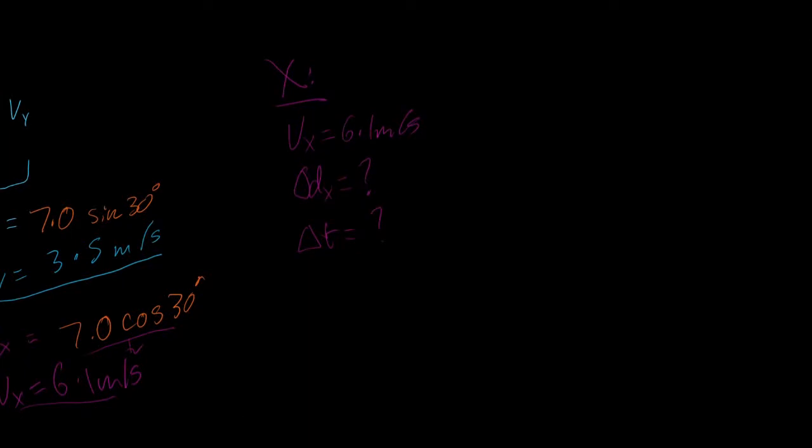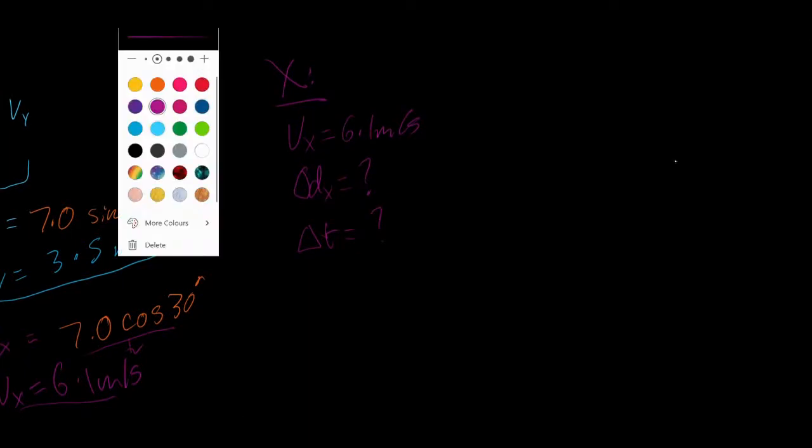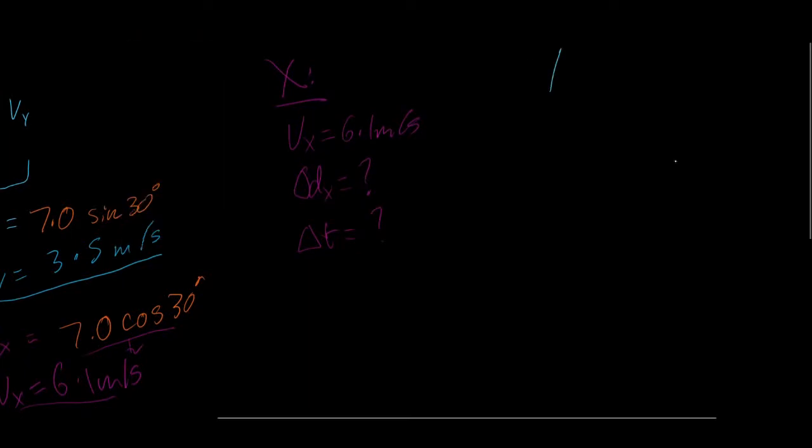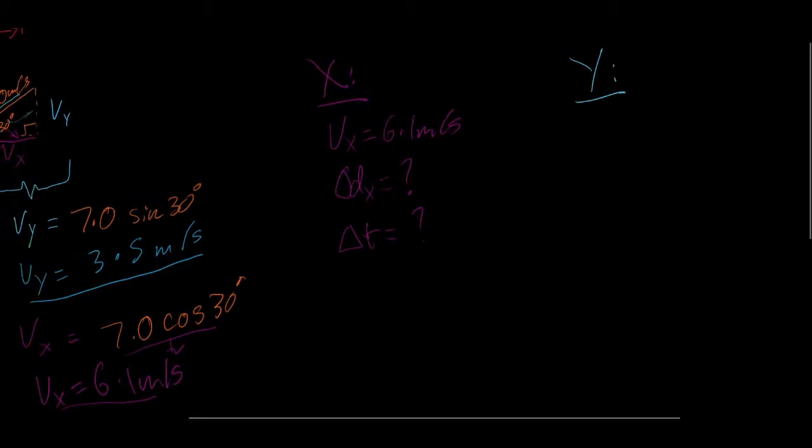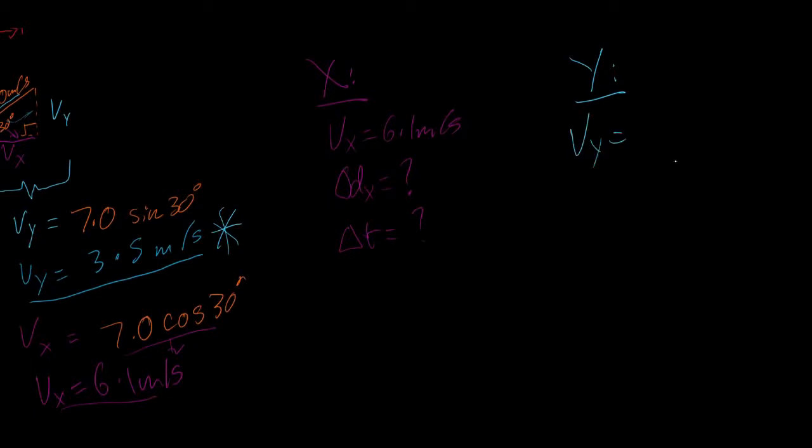However, in the y, we know the velocity, which is right over here. So Vy equals, I should say V1y, and I'll get to that in a minute. It'll be 3.5 meters per second. Now, this velocity, I put the 1 there because there is an acceleration component in the y direction.